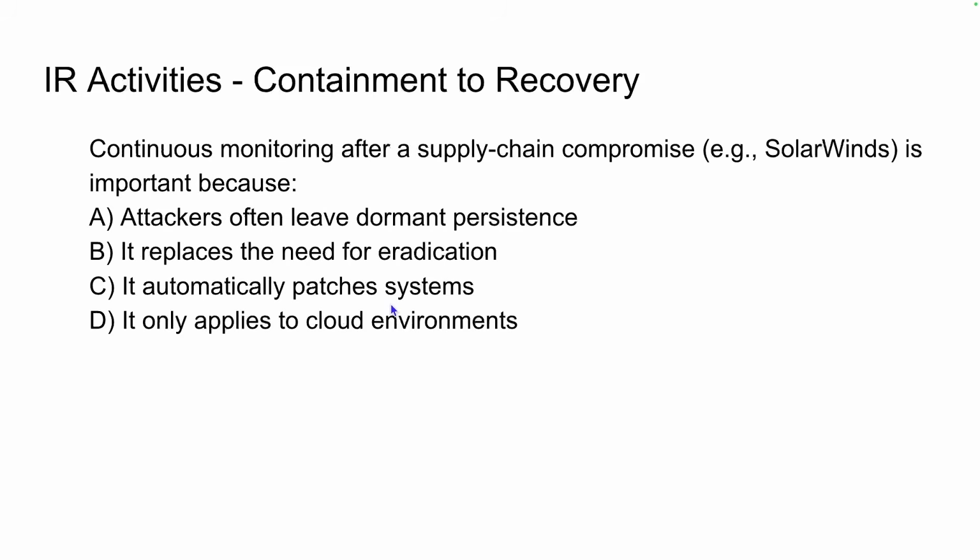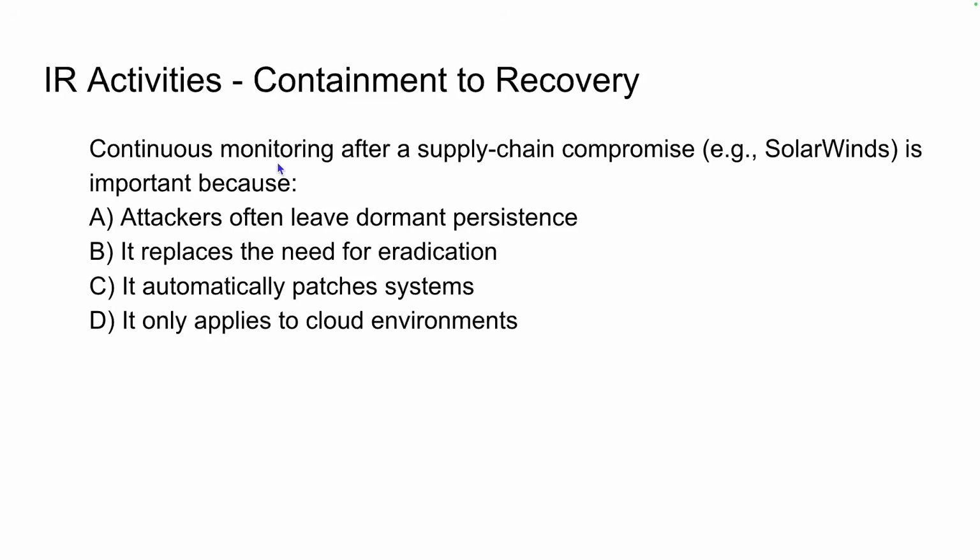So there we go. Continuous monitoring after a supply chain compromise, for example, SolarWinds, is important because attackers often leave dormant persistence. That's true. It replaces the need for eradication. Absolutely not. It automatically patches systems. Absolutely not. It only applies to cloud environments. Also incorrect.